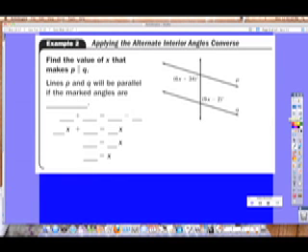I don't love the filling in part, right? I like to do my own thing, so I would just set it up. So 6x plus 34 equals 9x minus 2. Alternating angles have to be congruent if those lines are parallel, so then you just solve it using your algebra skills. Kevin, what would you do first on this one?